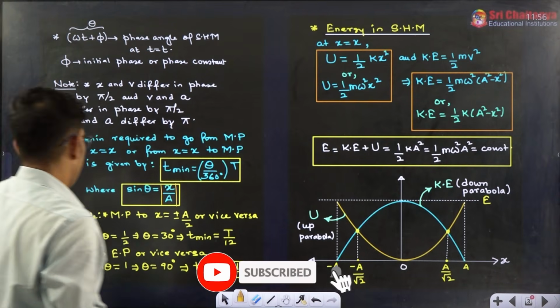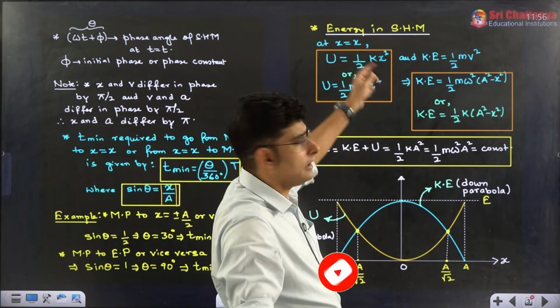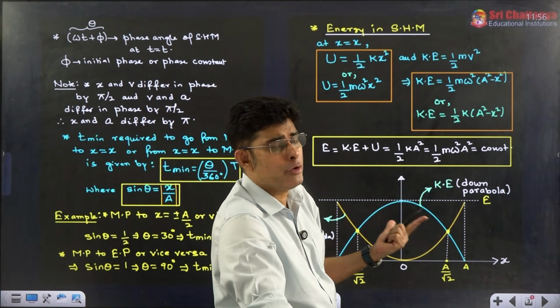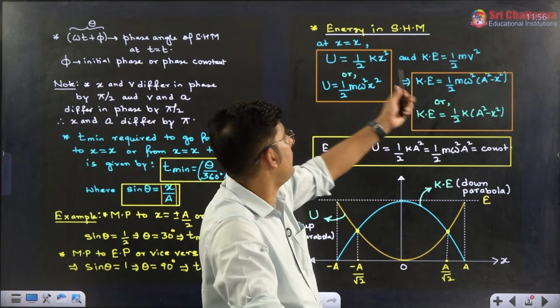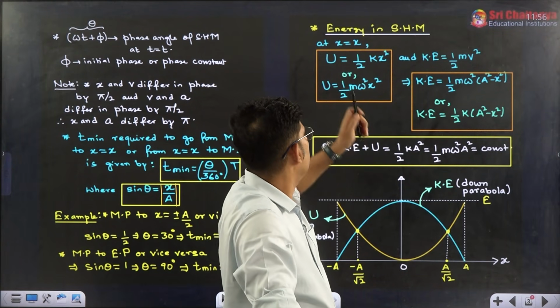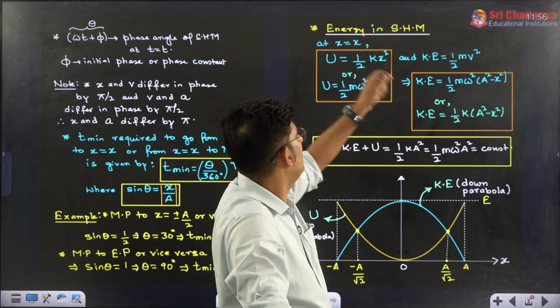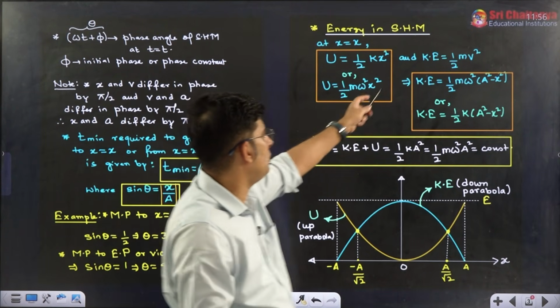So moving back, next thing, energy in SHM. Now energy in SHM at x equals x: the potential energy is half kx square, because the force is of the form kx, similar to spring force. So in spring force we know energy is half kx square, so you will get the same energy, half kx square, here. Or k can be written as m omega square, because omega square is k by m. So in place of k you can always substitute m omega square. So potential energy is this value.